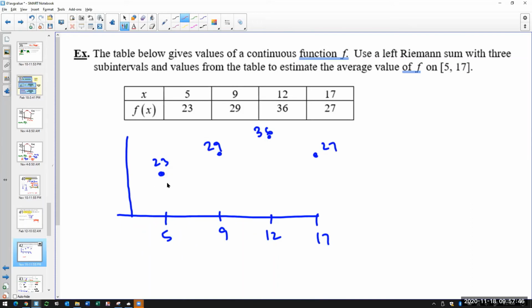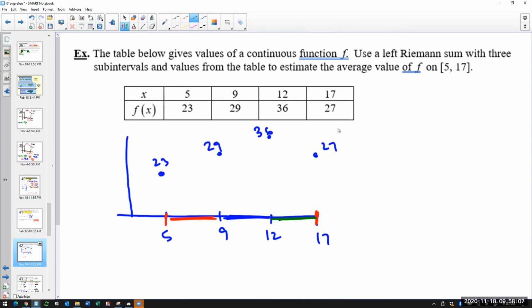You're going to use the right numbers to calculate the left Riemann sums. It says use 3 subintervals. So I go from 5 to 17 and make sure I have 3 subintervals. So here's 1, my red subinterval. Here's 2, my blue subinterval. And here's 3, my green subinterval. I've got 3 subintervals.